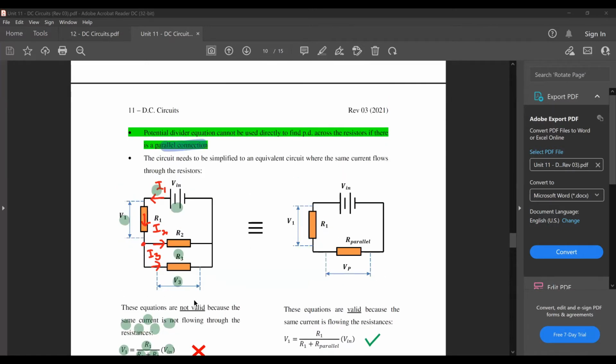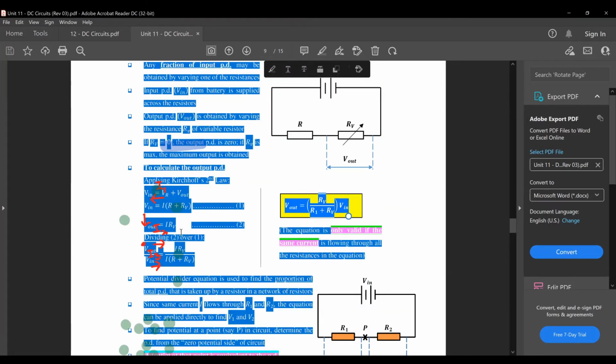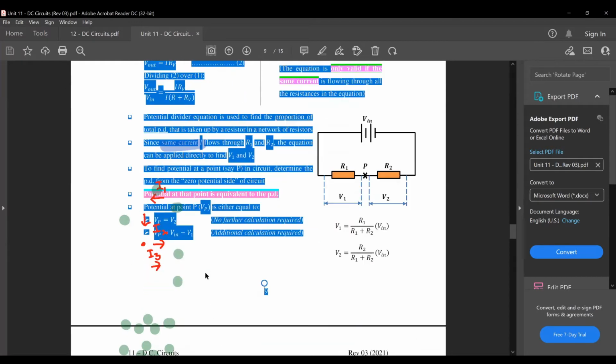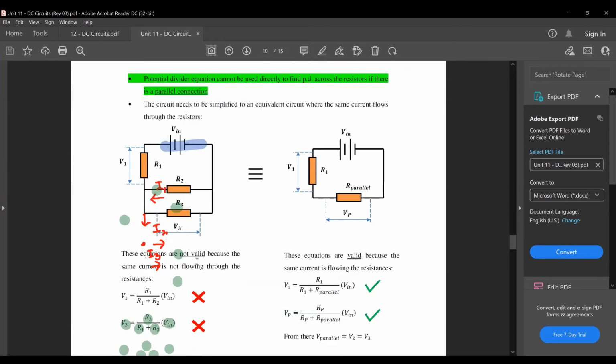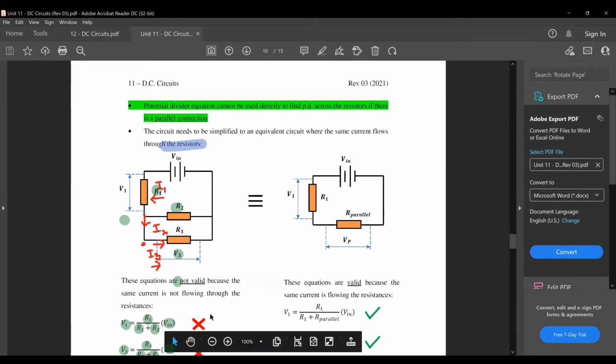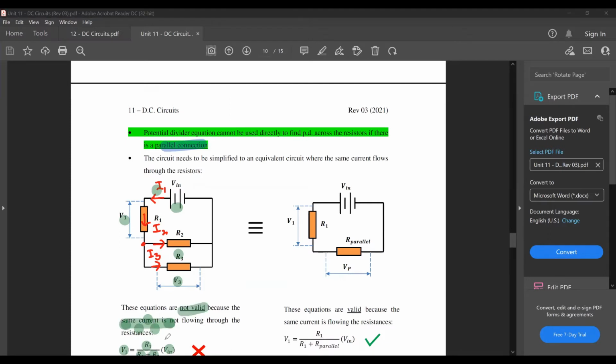Mainly because in the first place, your potential divider equation was derived based on the assumption that they have same current, which eventually cancel off. So you try to use it here to find the PD, V1 and V3, you are never going to get the correct answer. This is wrong, okay? So you cannot do this because the current is not the same, okay? Not valid because same current is not flowing through the resistances. But what you can do later on in order to find out the PD is this.